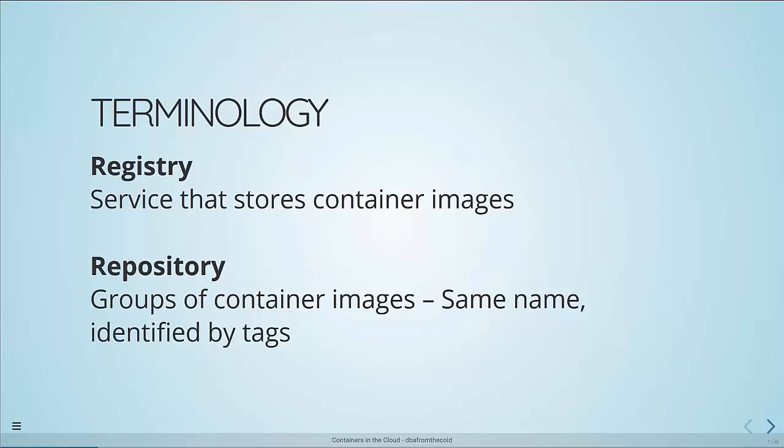A repository is a group of container images that have the same name that are identified by tags. So if you have a look at the Microsoft SQL Server repository, you will see tags in there like 2019 CTP 2.4 Ubuntu, CTP 3.0 Ubuntu. There's a whole bunch of images in there, and we identify those by the different tags.